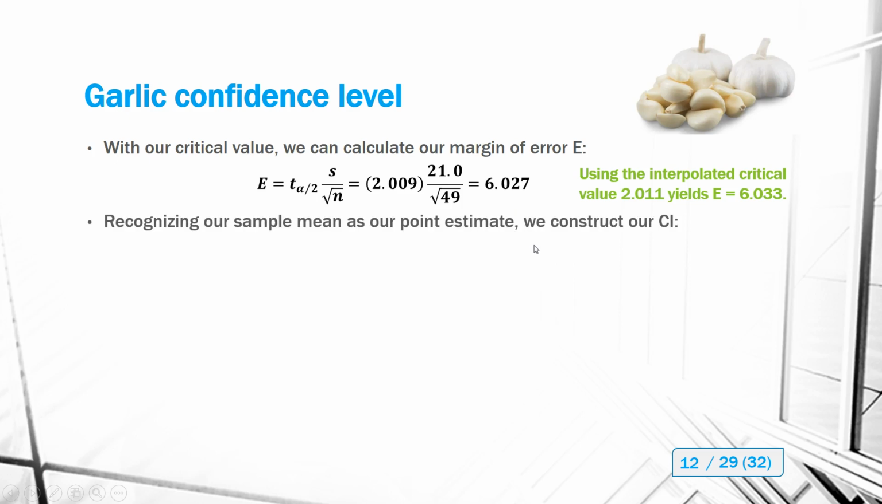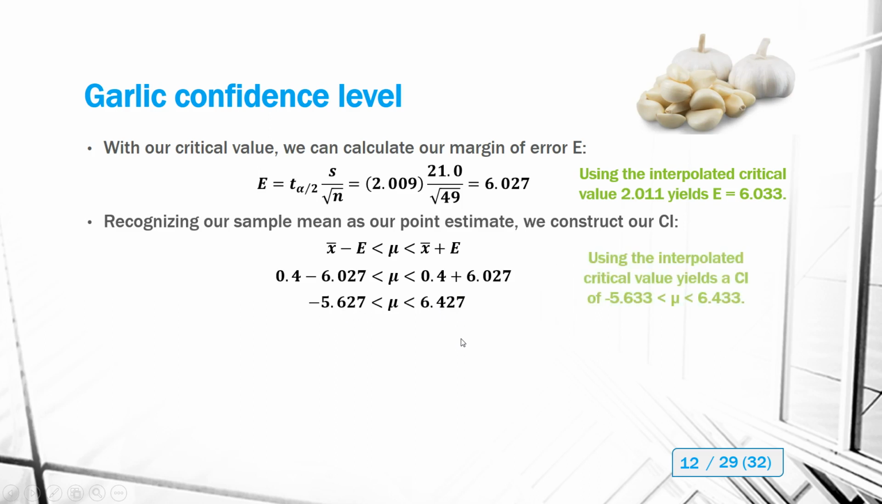Now we've got our margin of error, we're ready to construct our confidence interval. So here's the general format for a confidence interval. We substitute in our values for our sample mean and margin of error. So subtracting to get the lower bound, adding to get the upper bound, and out comes negative 5.627 to 6.427.